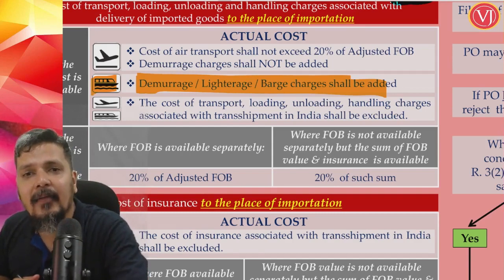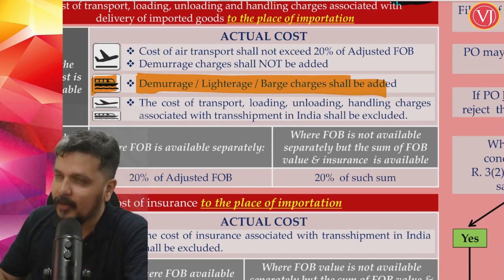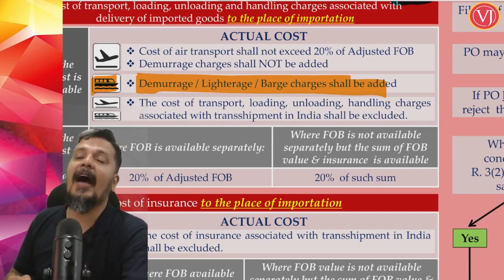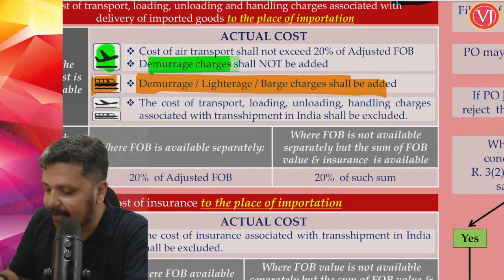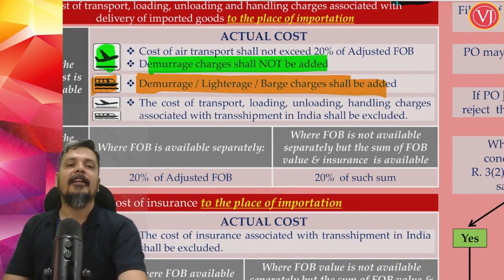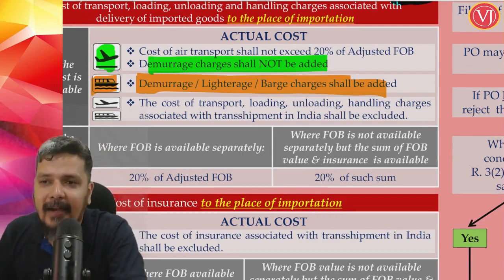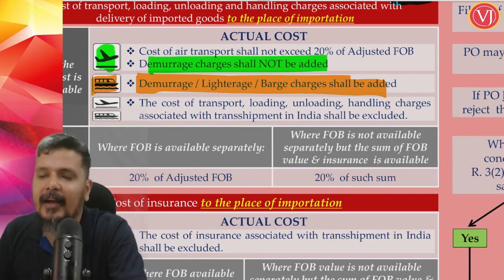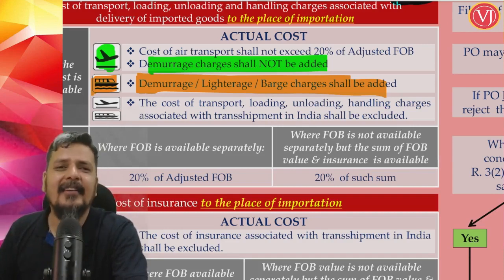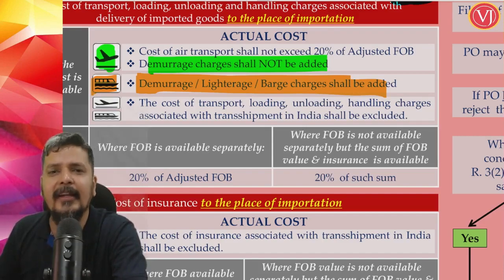Freight added along with 10(1). If you talk about demurrage charges for airline, that will not be added. Demurrage charges for vessel will be added, for airline not added. Barge charges and lighterage charges are only for vessel, so there's no question, it will be added.